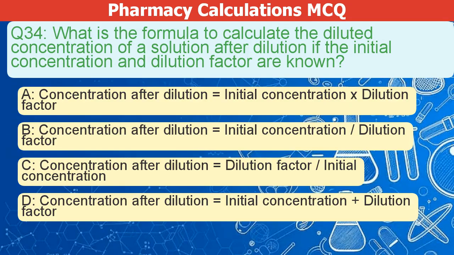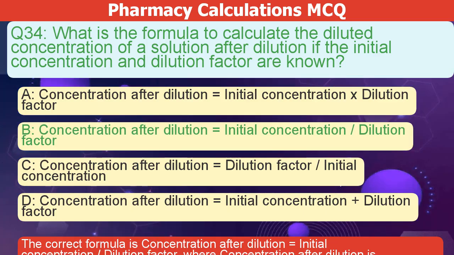What's the formula for calculating the diluted concentration of a solution after dilution, knowing the initial concentration and dilution factor? A. Concentration after dilution equals initial concentration times dilution factor. B. Concentration after dilution equals initial concentration divided by dilution factor. C. Concentration after dilution equals dilution factor divided by initial concentration. D. Concentration after dilution equals initial concentration plus dilution factor.